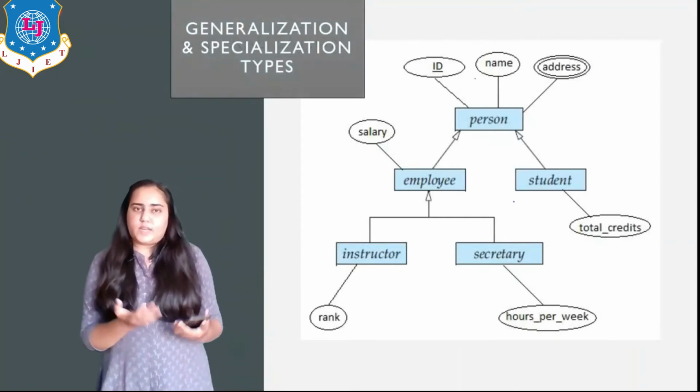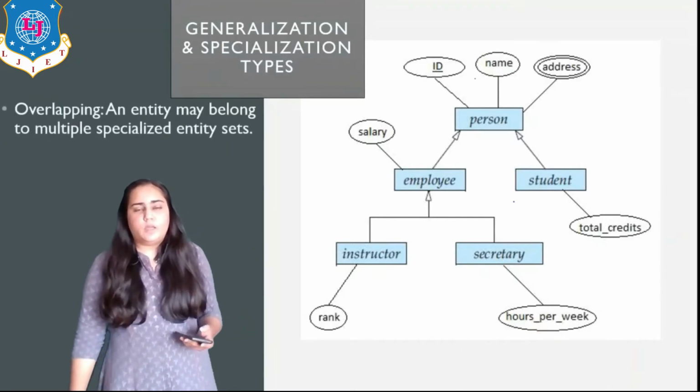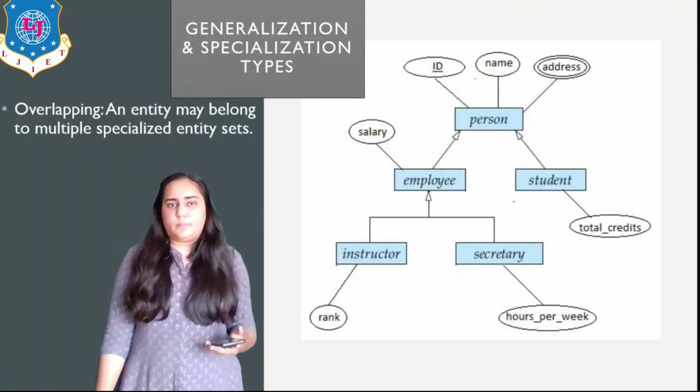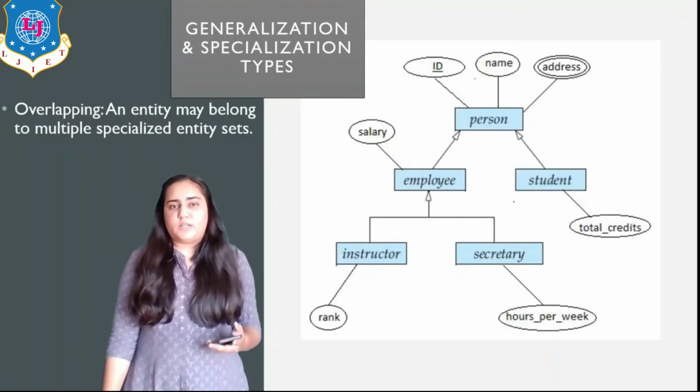Now there are types of generalization and specialization. We are going to see those now. The first type is an overlapping one, where an entity may belong to multiple specialized entity sets.